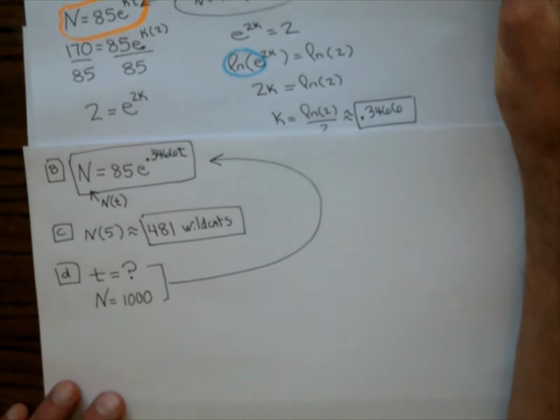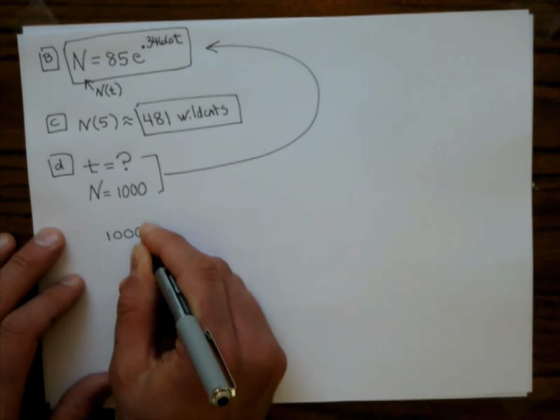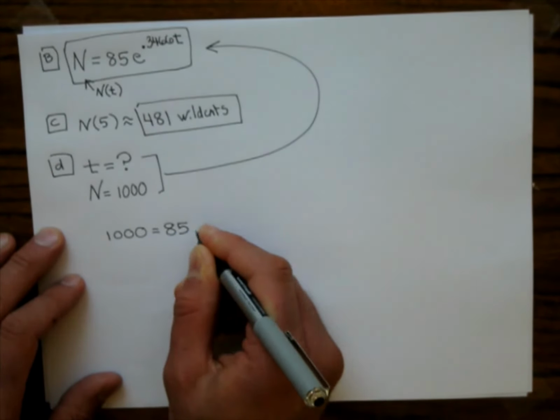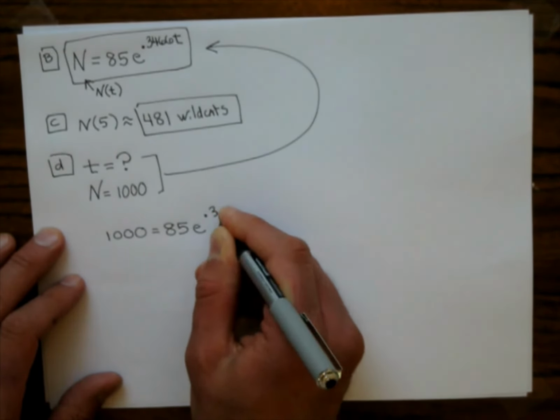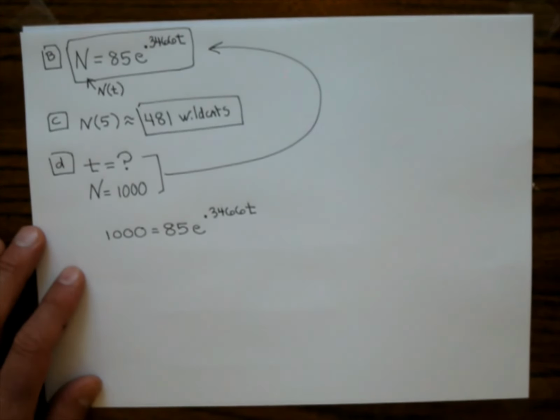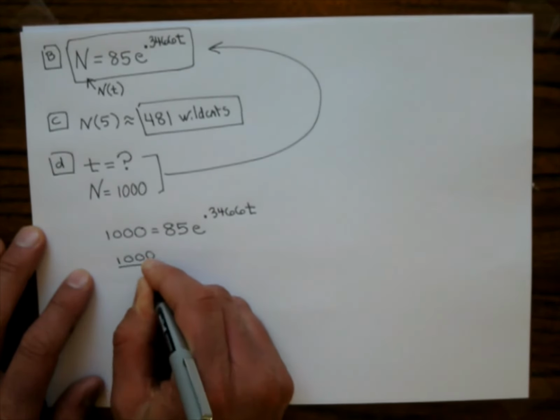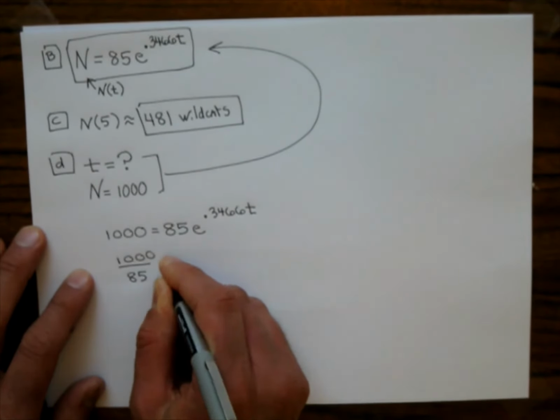And this kind of reminds us of what we were doing with the banking problems. So I have 1,000 equals 85 e to the 0.3466 t. Okay, I'm going to divide, maybe I'll write it as a fraction, both sides by 85, and oh man, what am I doing here? I end up getting 1,000 over 85, so let me write that out. 1,000 over 85 equals this.